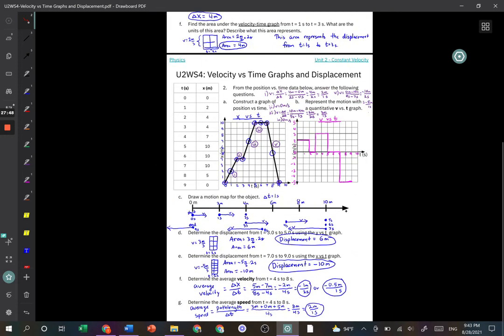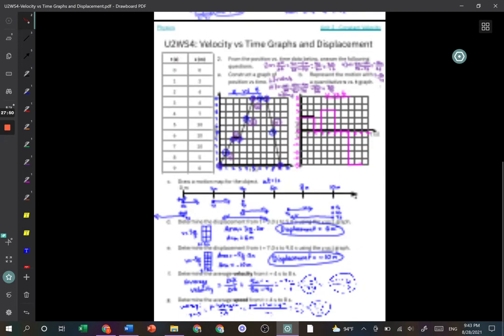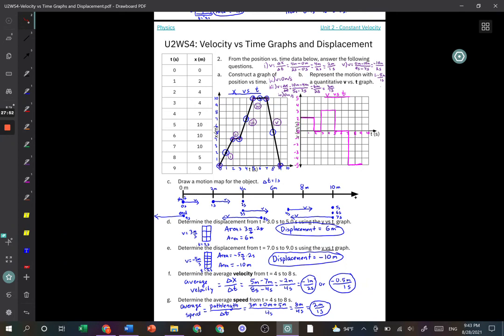So at this point, we have now completed the second problem of Unit 2, Worksheet 4, Velocity versus Time Graphs and Displacement.